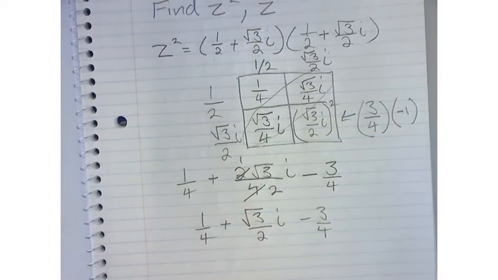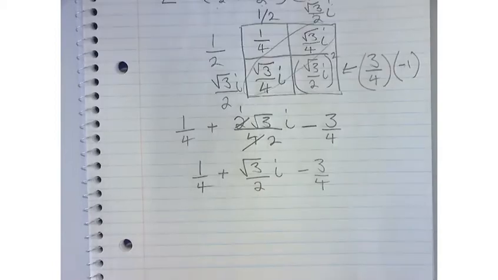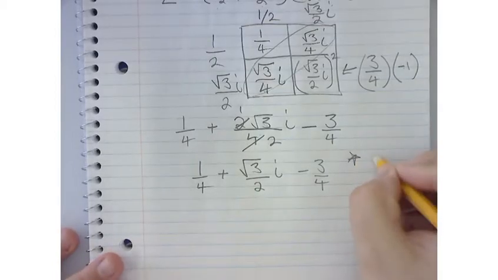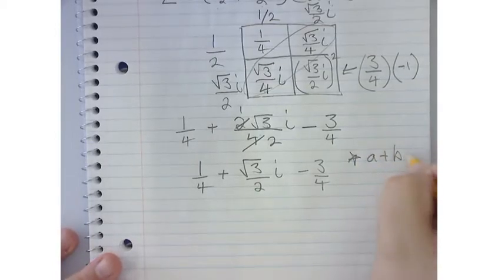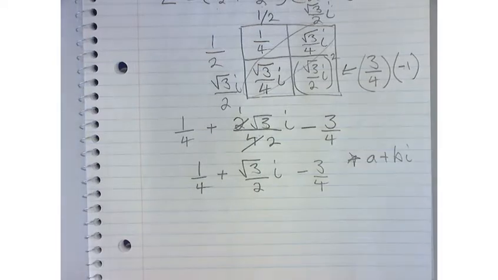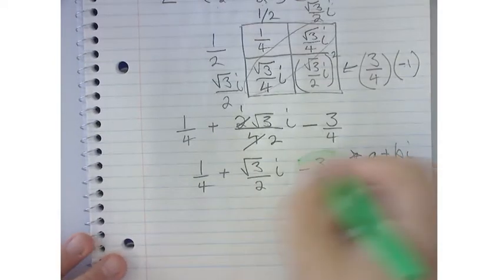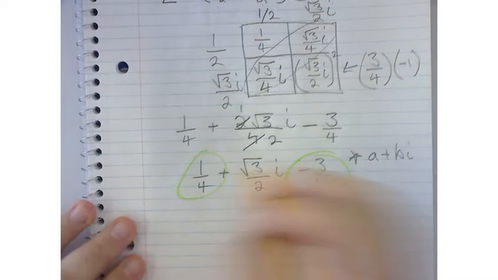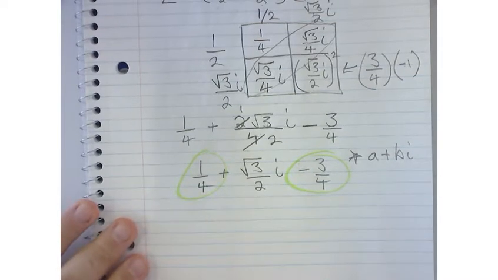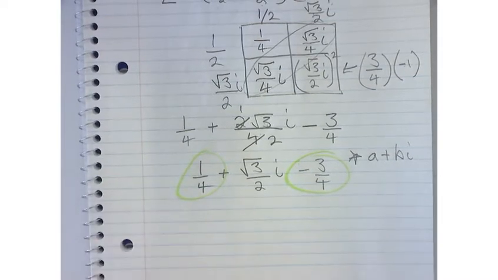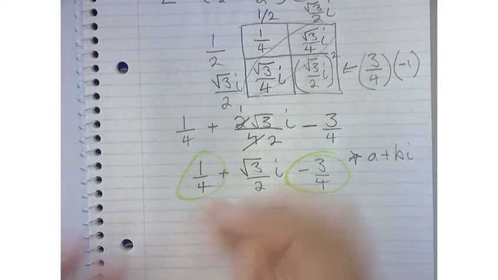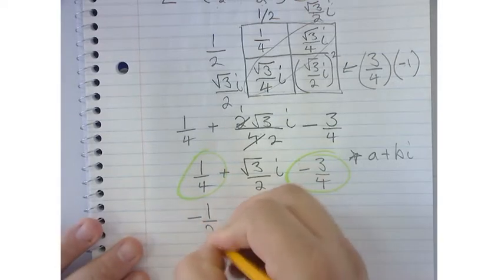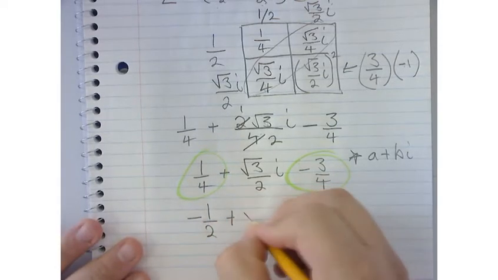I'm done, right? No, remember that complex numbers look like a plus bi, which means I have to begrudgingly add like terms. I've got to combine those two terms because they're real parts. So that's -2/4, which reduces down to -1/2.